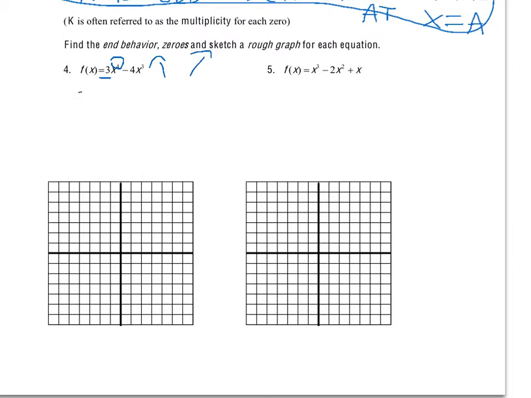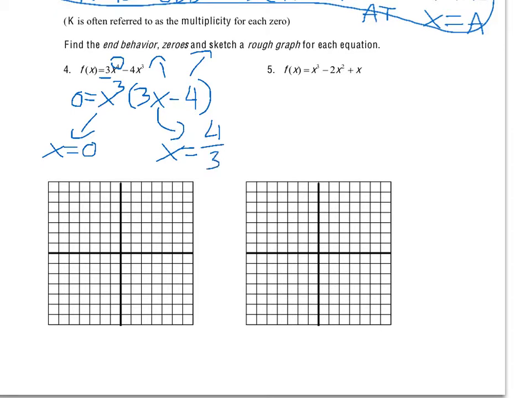To find the zeros, we're going to factor. It's not factored out for us. We could take out an x cubed. If I take out an x cubed, then I have 3x minus 4. And then to get the zeros, for this, I have x equals 0. And then for this, you're going to add 4, then divide by 3, so you get 4/3.